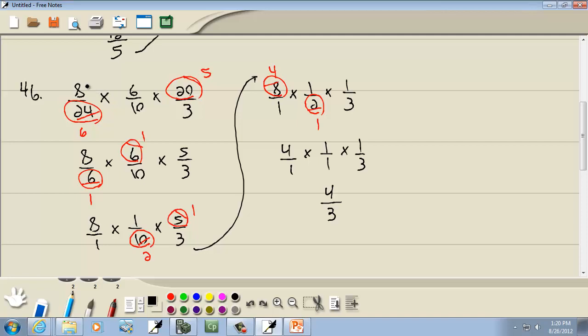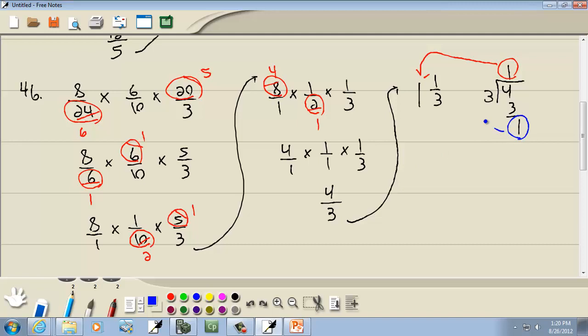Again, compare that against multiplying 8 times 6 times 20. I have no clue what that'd even be, and that'd be horrible to try to simplify. So simplify before you multiply them together. Now this one becomes 1 and 1/3, changing to mixed number form. Again, we do this right here. Divide the number on top by the number on the bottom. This is what goes out in front. Our remainder goes up on top. And what we're dividing by goes right there.